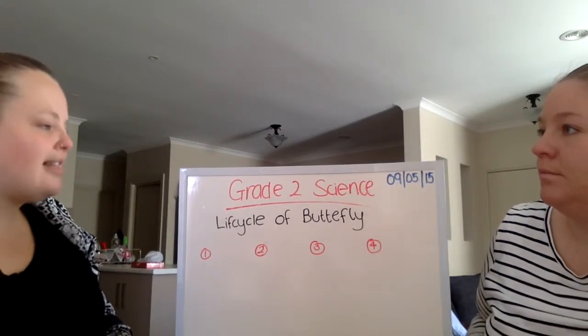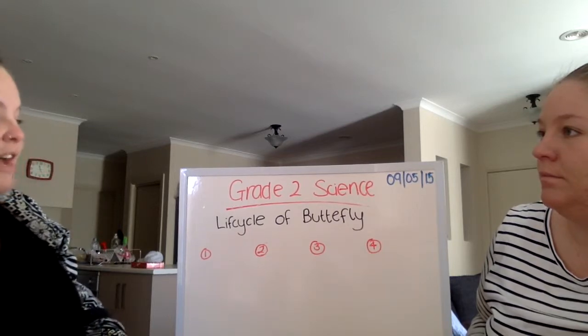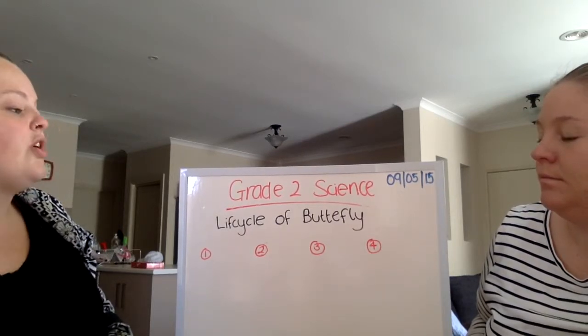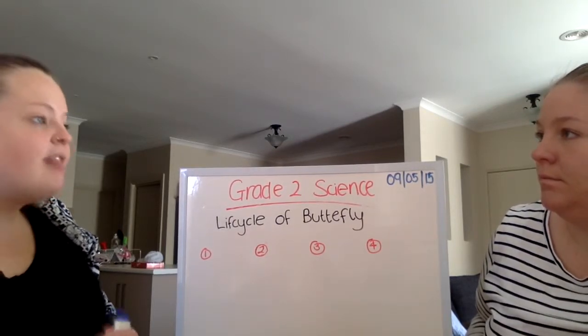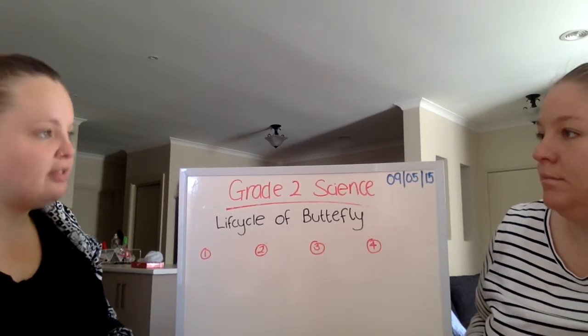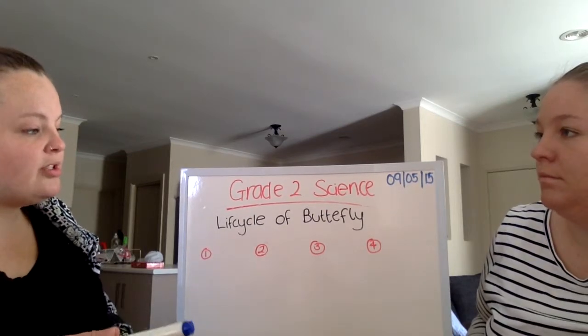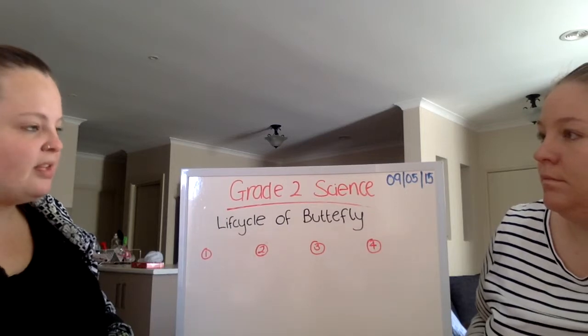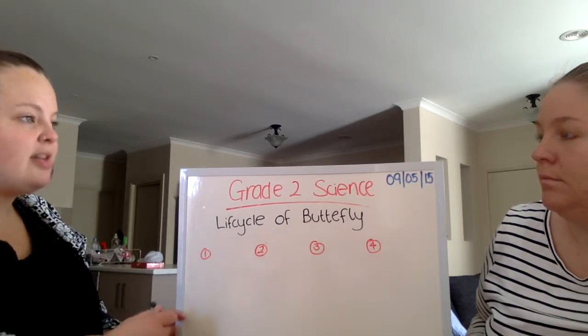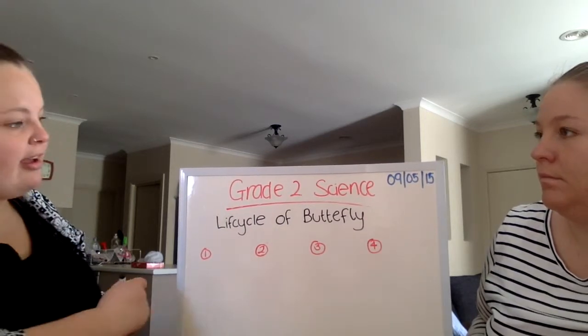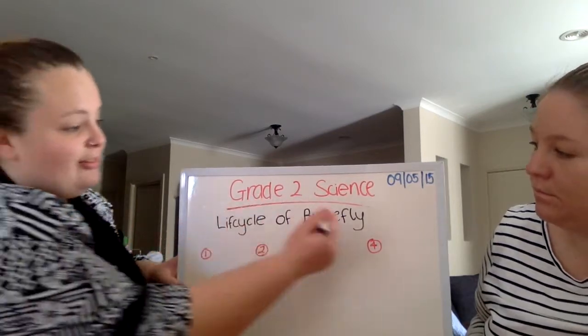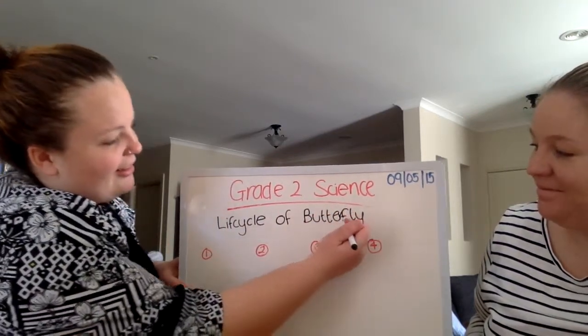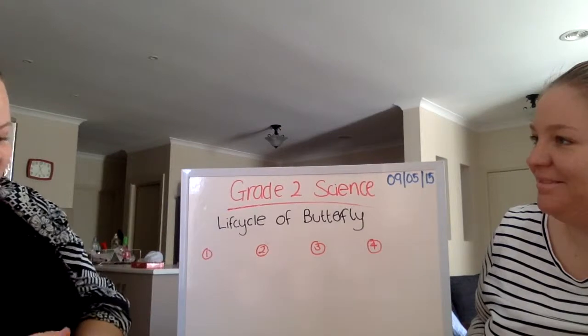For our science lesson today, we're going to be focusing on life cycles again. Last week we focused on the life cycle of a butterfly. This week we're going to be focusing on a different life cycle. But before we do that, I just want to recap what we learned about the life cycle of a butterfly. And I've just realised that I spelled butterfly wrong, so I'll just fix that up. Hey guys. All right.